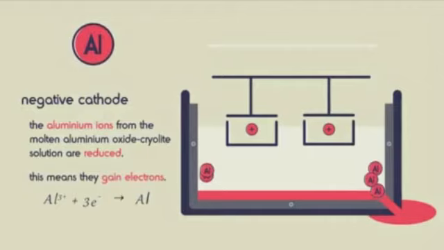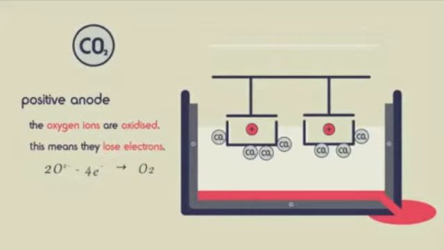So let's have a quick look at the electrodes. At the negative cathode, the aluminium ions from the molten aluminium oxide and cryolite solution are reduced. This means they gain electrons. At the positive anode, where the oxygen reacts with carbon to make carbon dioxide, the oxygen ions are oxidized. This means they lose electrons.